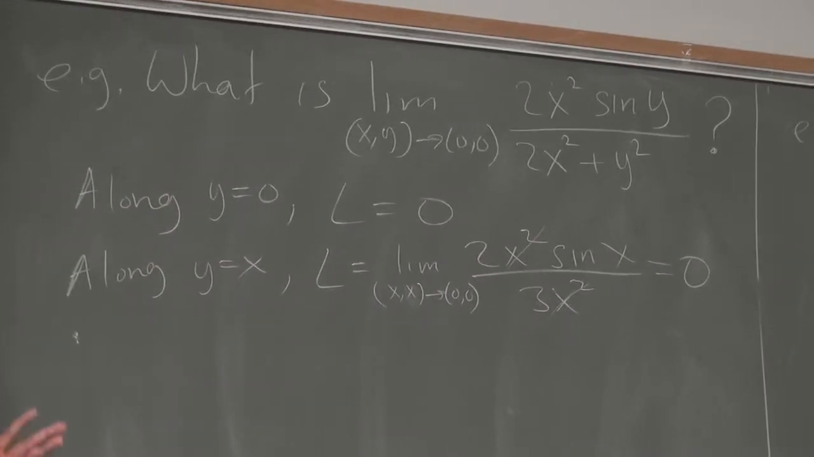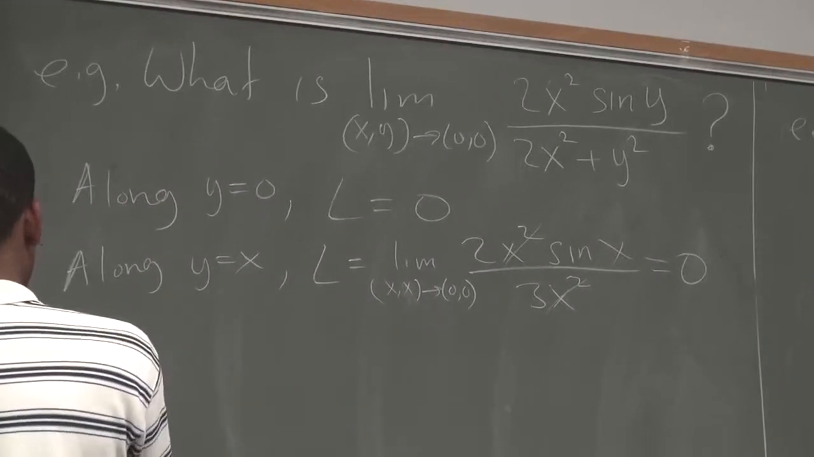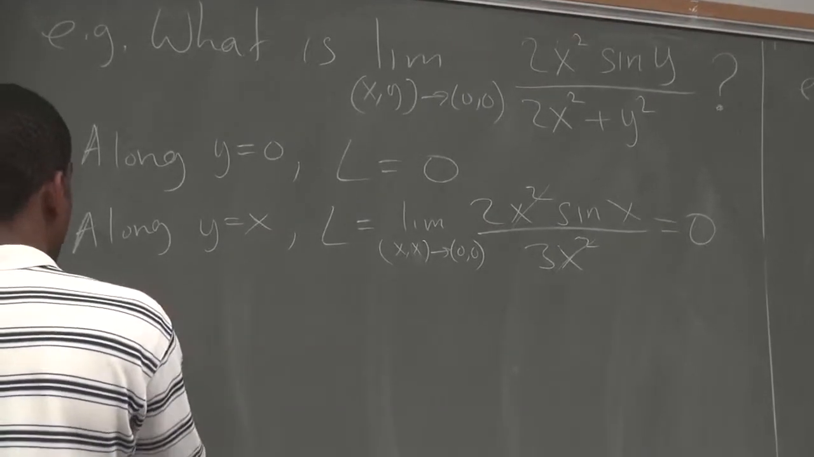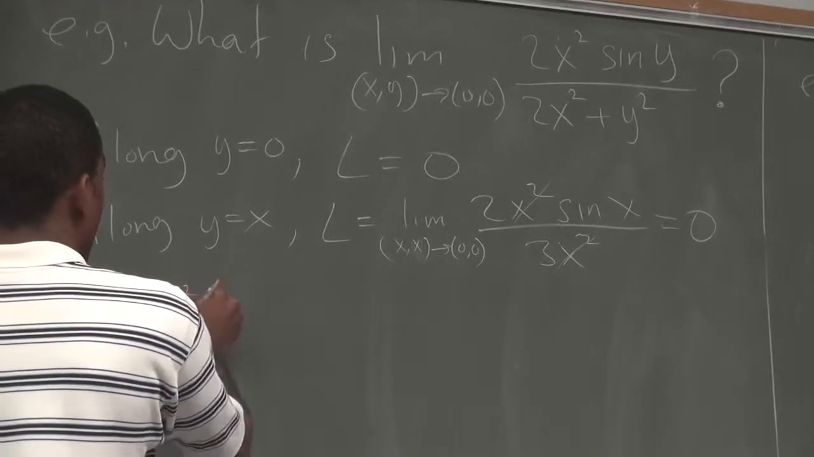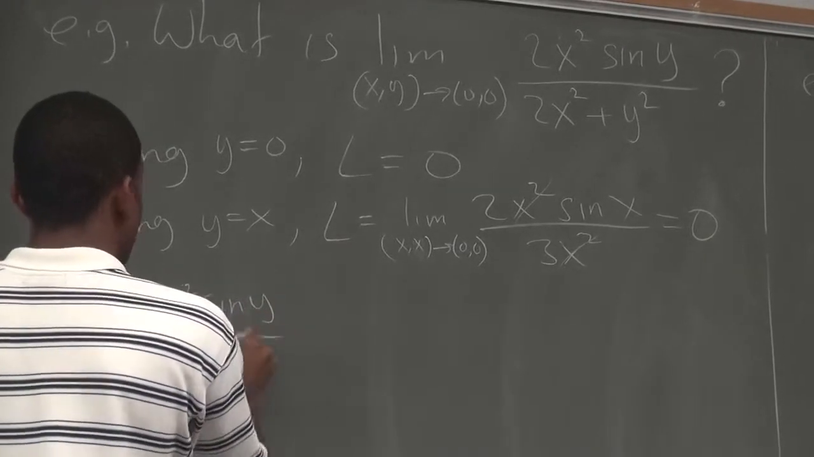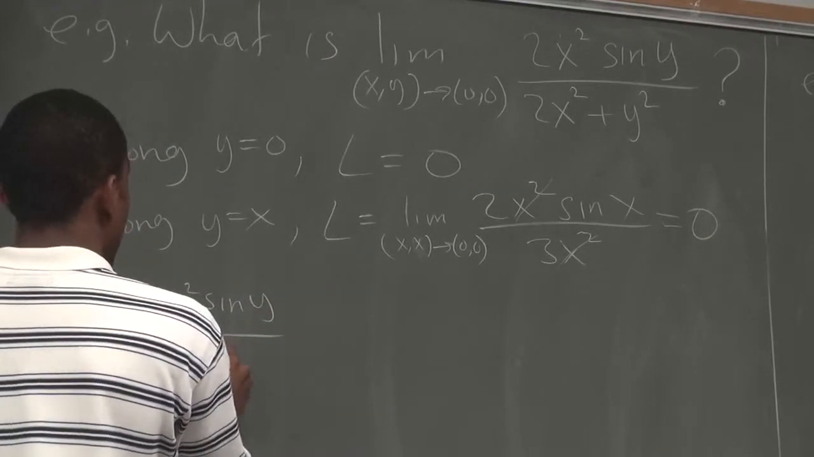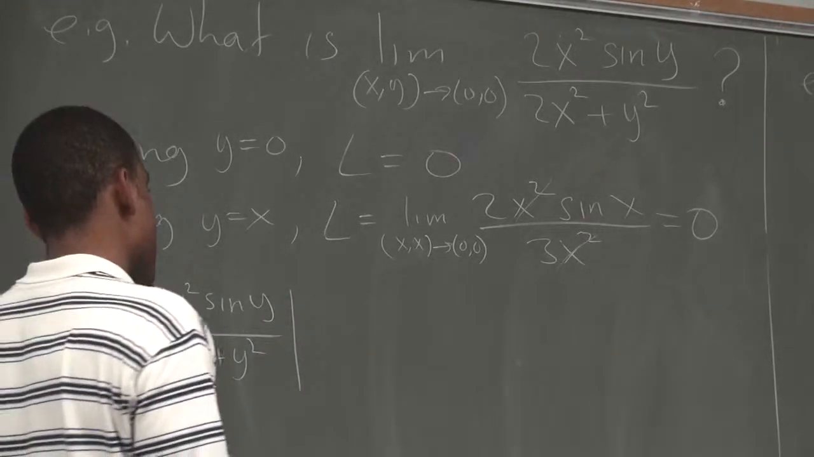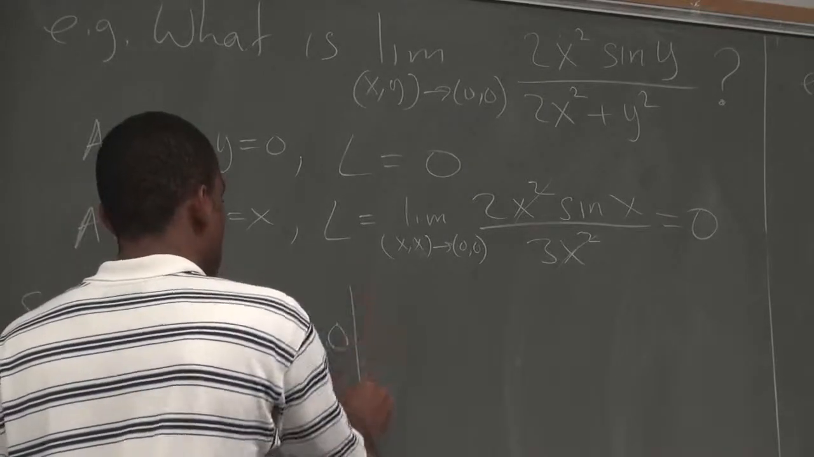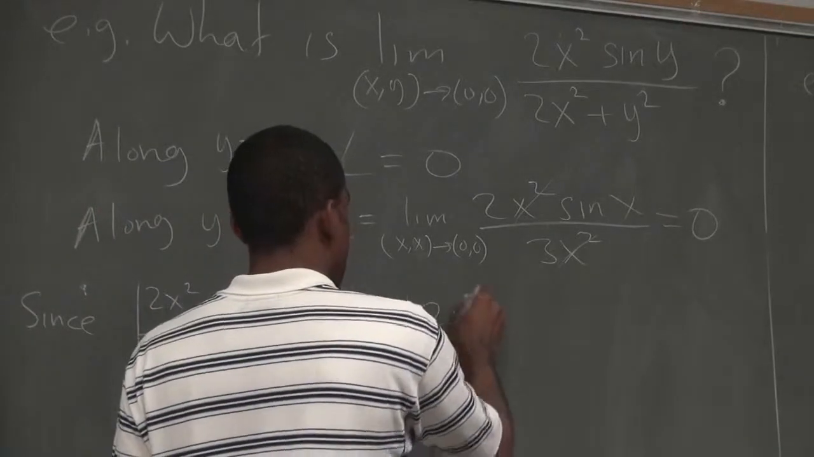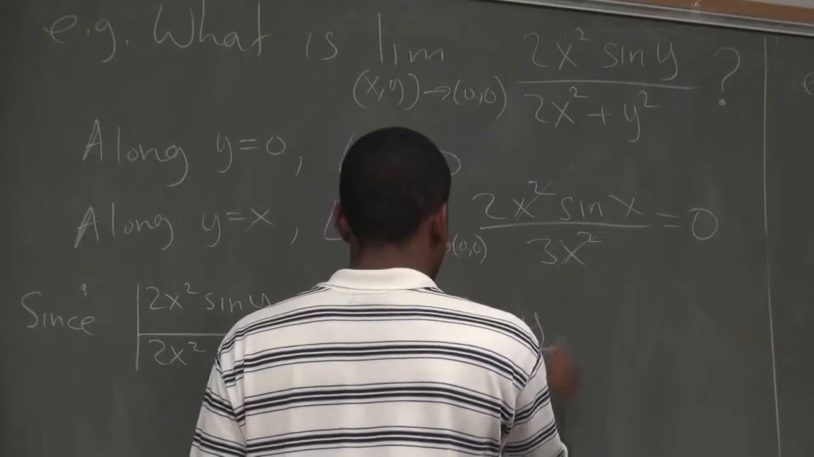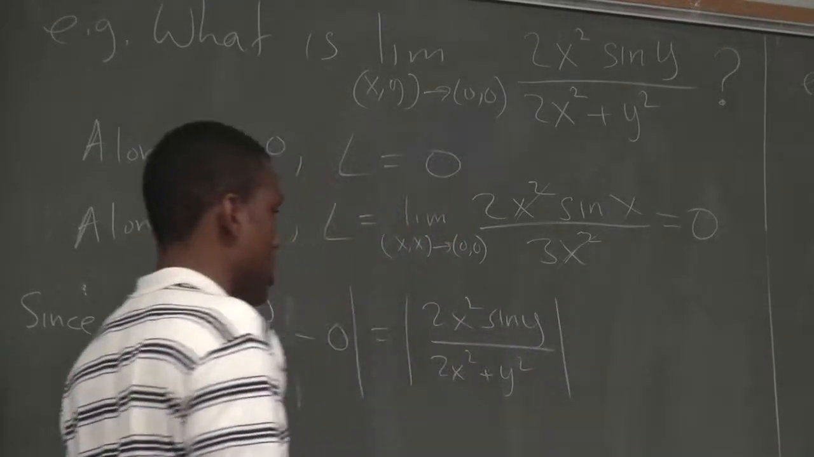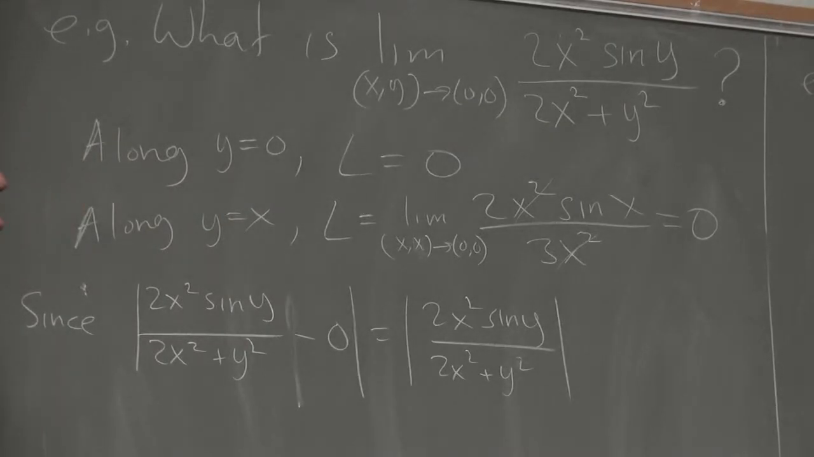So then we're thinking maybe the limit is 0. How do we prove it? Since we look at 2x squared sine y over 2x squared plus y squared, minus 0. Okay, what do we do here?